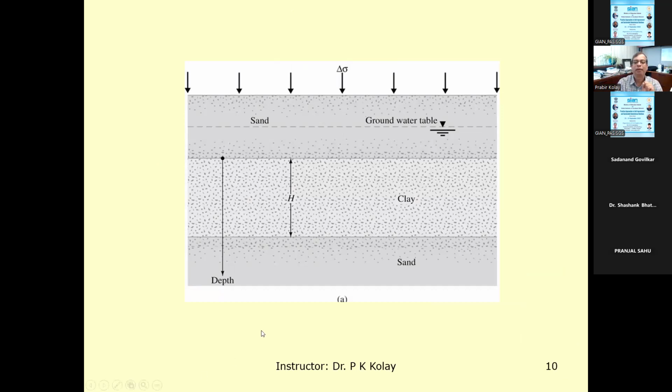Most of the time, if there is a clay soil and you apply load, you need to find out how much is the settlement of the clay layer. It depends on the permeability of the clay, and you need to know the properties from the consolidation test. From there, you can find out mv, av, cv, and the compression index. From there, you can find out the settlement, basically.